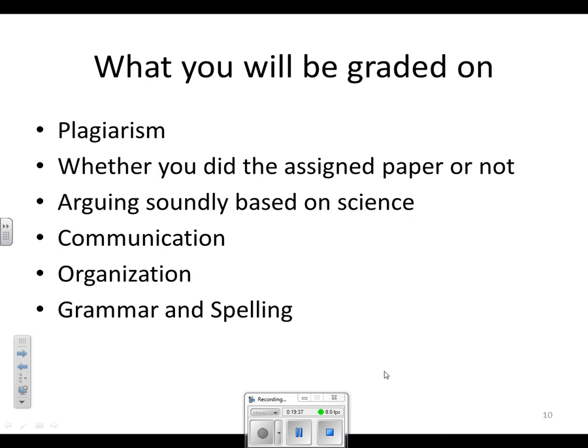And then lastly, of course, grammar and spelling are going to be relevant. They're not going to make or break your grade as much as the other stuff, but it's important to be able to write in complete sentences, of course. So that's a little bit of everything.